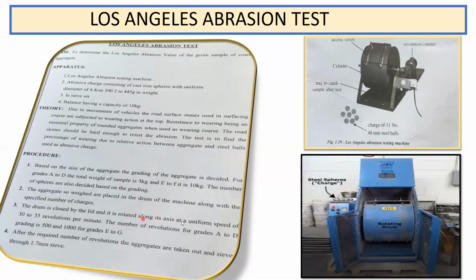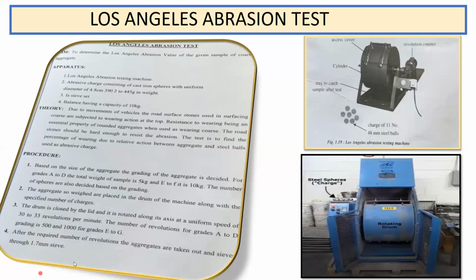It is rotated along its axis at a uniform speed of 30 to 33 revolutions per minute. The number of revolutions for grades A to D is 500, and for E to G the number of revolutions is 1000. How many revolutions you have to do again depends on the grading that is given in the table. We'll see that.